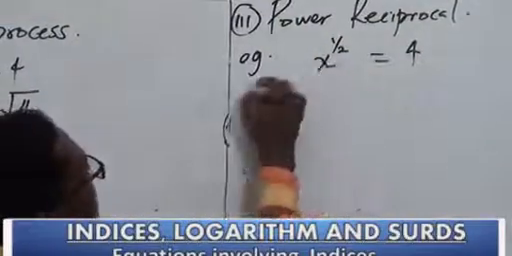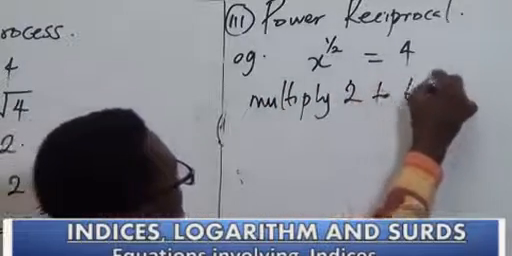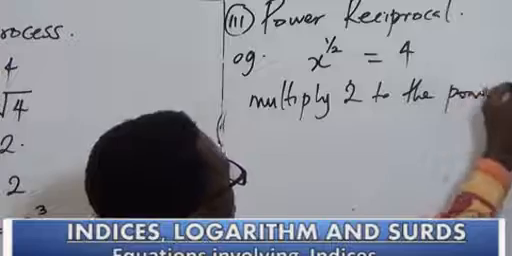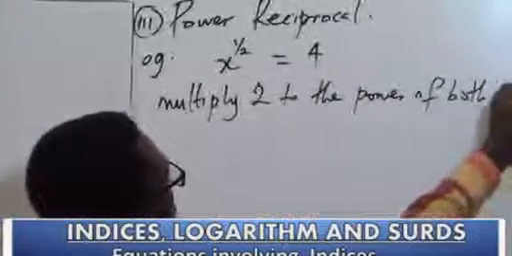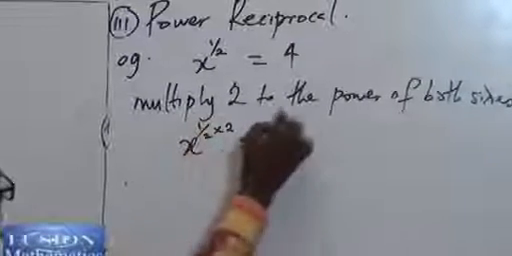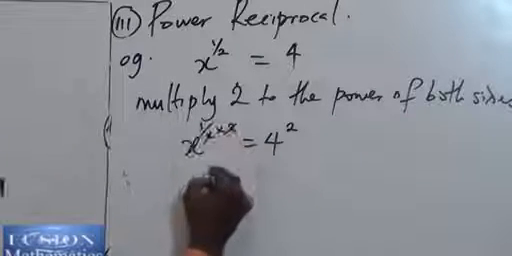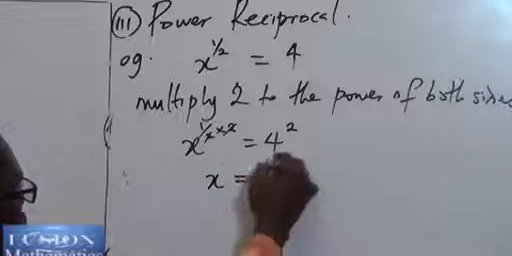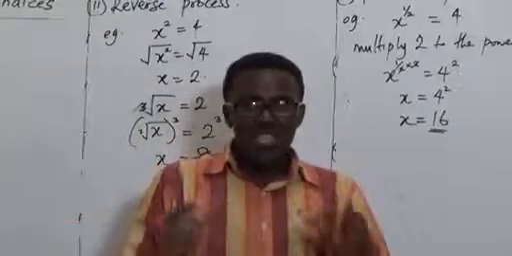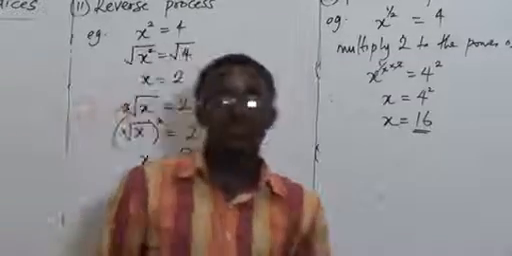That's the power. Let me write it. Multiply 2 to the power of both sides. So we have x raised to power half multiplied by 2, and this place 4, you know, it's raised to power 1, but multiplied by 2. So this will cancel this out. We have x equals 4 raised to power 2, which is what? x equals 16. So these are the methods that will make solving equations involving indices easy.